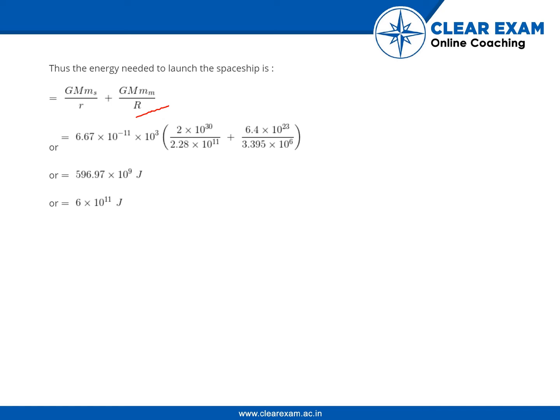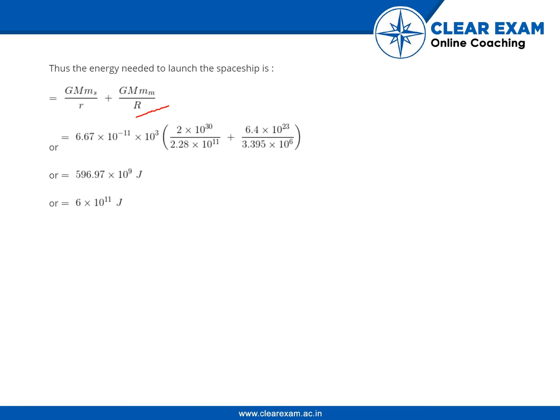That is 6.67 into 10 power minus 11 into 10 power 3. In the bracket, you have 2 into 10 power 30, that is the mass of the Sun, by 2.28 into 10 power 11, the orbital radius, plus 6.4 into 10 power 23, the mass of Mars, by 3.395 into 10 power 6. So when you calculate this value, you will get around 596.97 into 10 power 9.